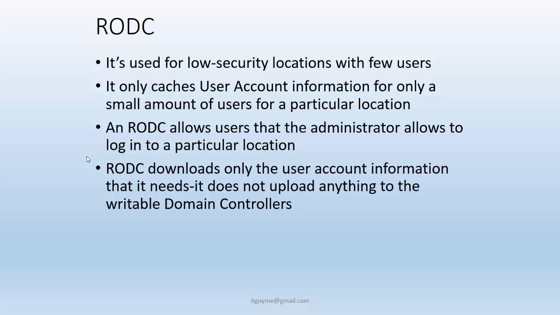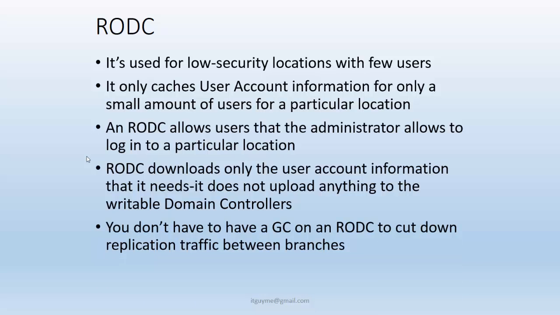I'm going to create a diagram here or a drawing here, and I'm going to create a scenario. Then we will understand a lot more. But let me just finish the slide. You don't have to have a GC on an RODC. What's a GC for? Global catalog for indexing and user logon, right? You don't have to have a GC on an RODC to cut down replication traffic between branches.